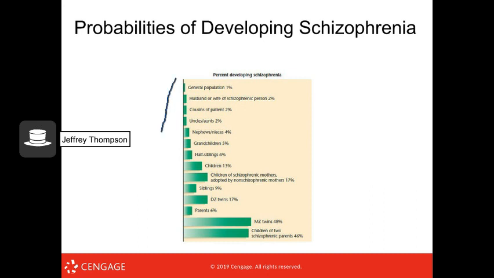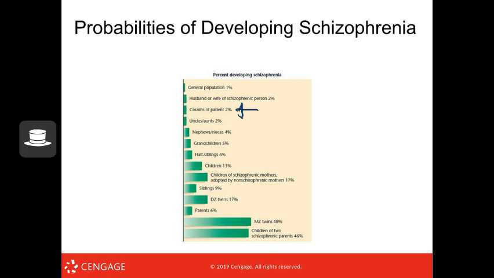So here we have some stats on concordance. If you're part of the general population, nobody that you know has schizophrenia, 1% chance. If you are the husband or wife of somebody with schizophrenia, 2% chance. That's really interesting, right? No blood relationship, but still it increases your chances. So it's probably not a causal relationship. There might be other factors at play, but 2%.